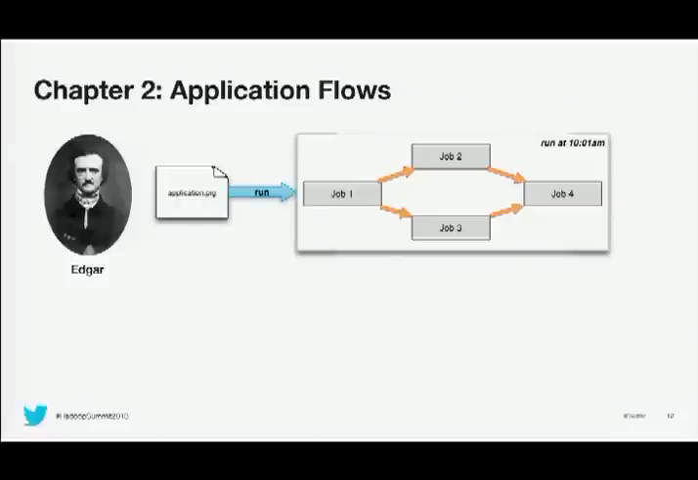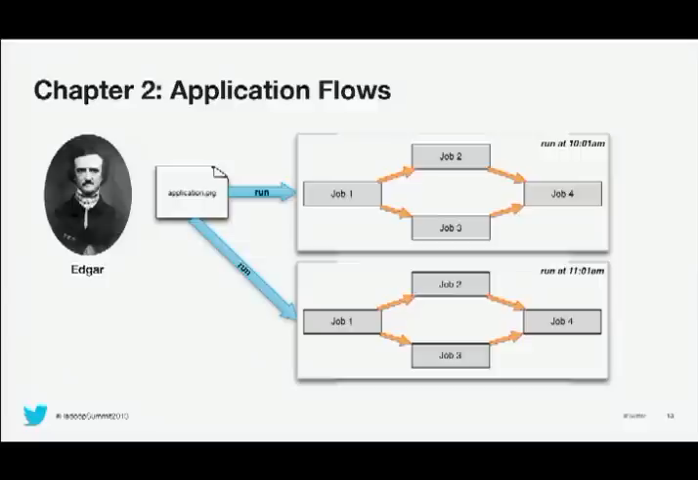So let's take a closer look at application flows. So we have our MapReduce user, Edgar, and he has his Pig application that he wants to run. So he runs that on the cluster, and it generates a DAG of 4 separate MapReduce jobs. So together, that given run of the application at 10:01 a.m. is a single flow. If Edgar, again, runs the same script, say an hour later, that'll generate a new flow. Again, 4 MapReduce jobs that executed on the cluster.